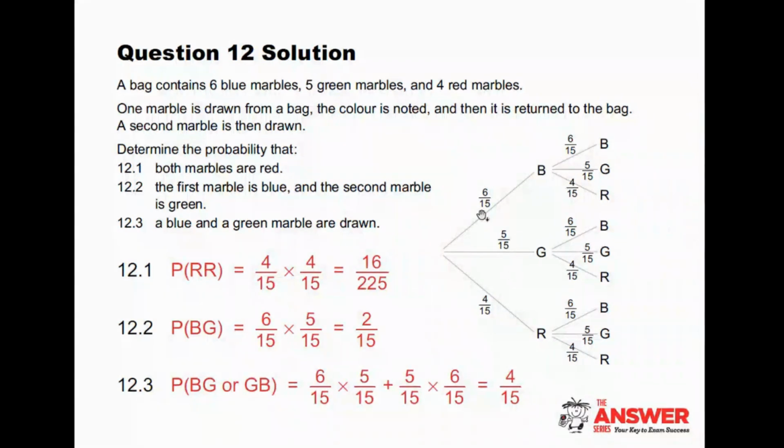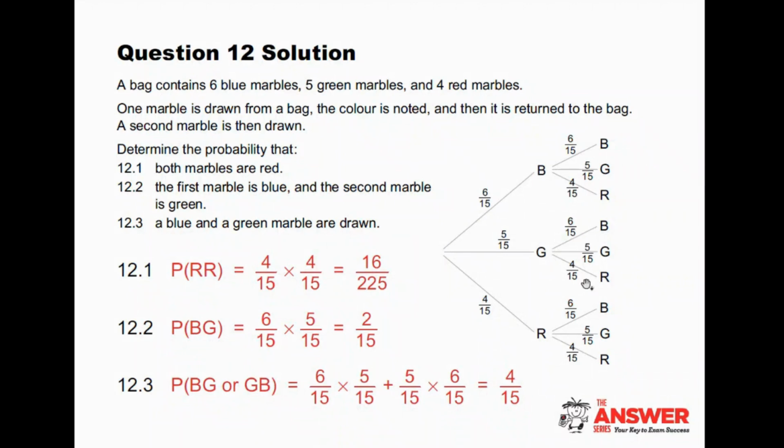If I'd made that 2 out of 5 and 1 over 3 and 4 over 15, 2 over 5 plus 1 over 3 plus 4 over 15, I have no clue whether that adds up to 1 or not. So leave them over 15, because very quickly you can see, particularly when we get onto the next example, that they are adding correctly. The marble is returned to the bag. So when I take the second one out, how many are in the bag? There's still 15. So still 6 over 15 blue, 5 over 15 green, 4 over 15 red.